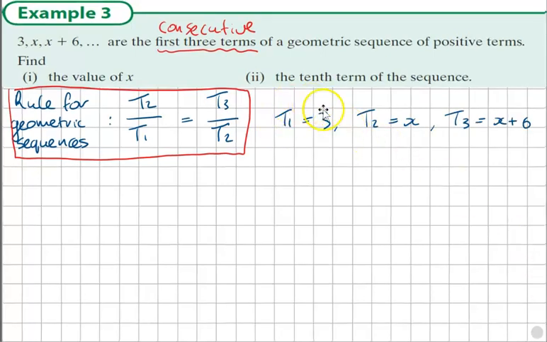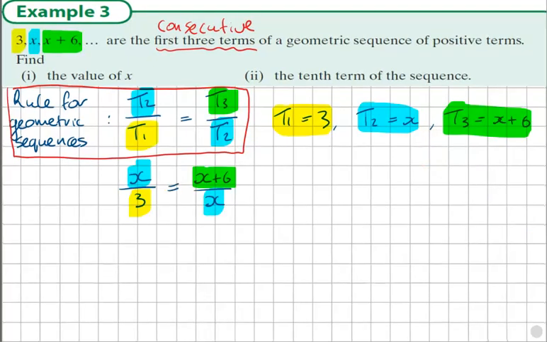So term 1 is equal to 3. That was given to us in the question. Term 2 is equal to x. That was given to us in the question. And term 3 is equal to x plus 6. Again, that was given to us in the question. So we're going to use this rule and we're going to sub into it.